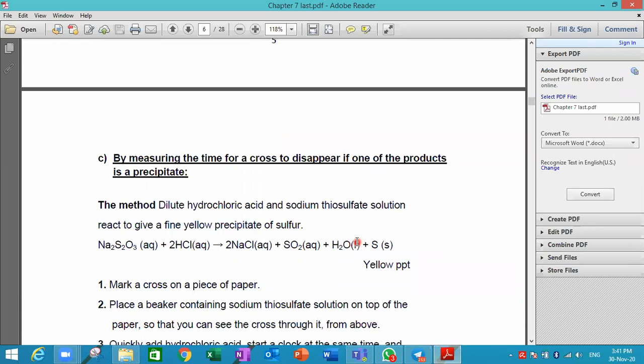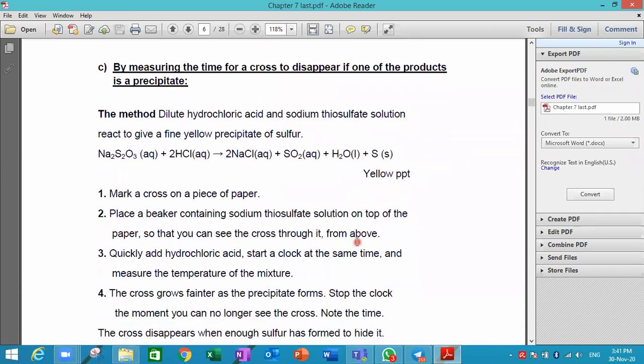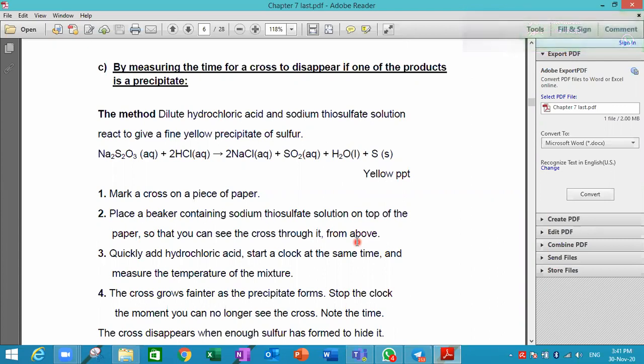Now, another experiment will be done if our reaction does not include the production of a gas. So we have to find another way to measure the rate of the reaction. If one of our products is not a gas, then we have to find another way, because we are not going to get a volume of a gas.